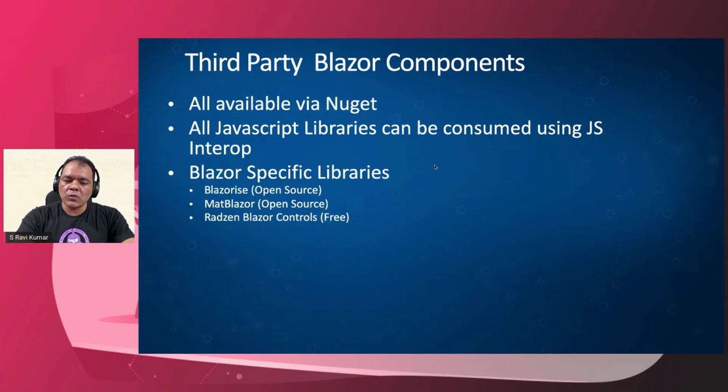Those of you who want to use Bootstrap based UI, Blazor by default supports Bootstrap based UI, but I personally choose Blazorize to use because Blazorize is again open source and it supports more CSS libraries than MatBlazor, because Blazorize supports Bulma, Bootstrap, and even Material Design, whereas MatBlazor is only specific to Material Design. Then there are Radzen Blazor controls.